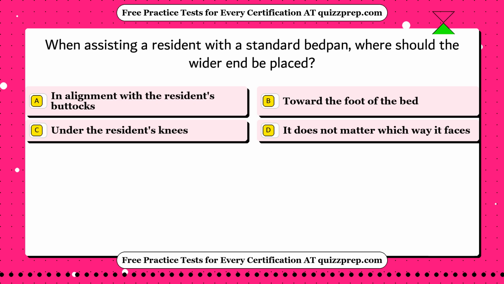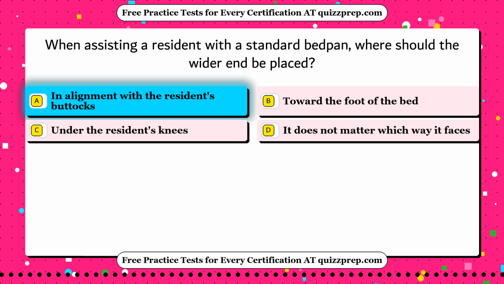Question 73. When assisting a resident with a standard bedpan, where should the wider end be placed? Option A, in alignment with the resident's buttocks. Option B, toward the foot of the bed. Option C, under the resident's knees. Option D, it does not matter which way it faces.